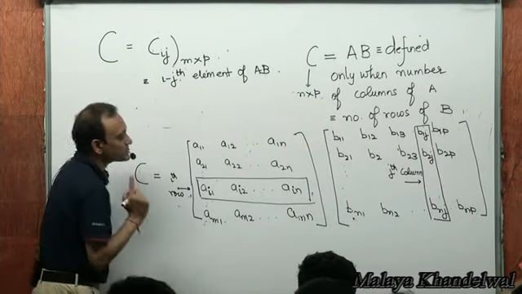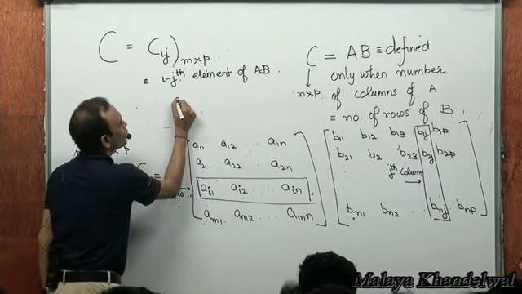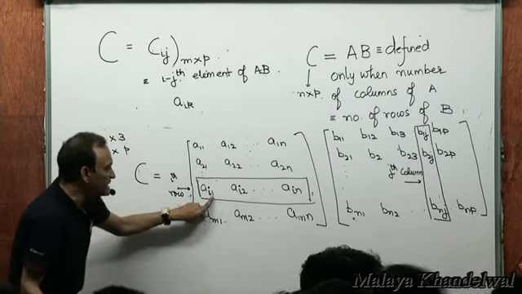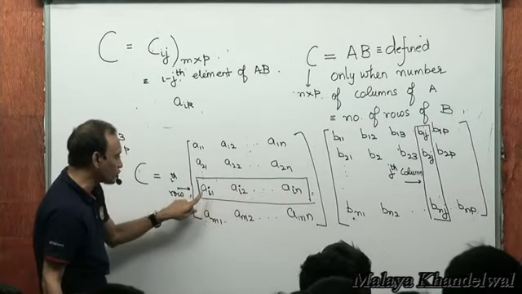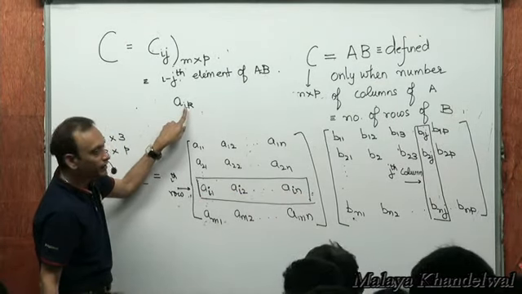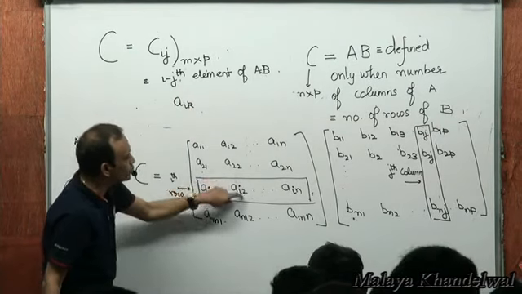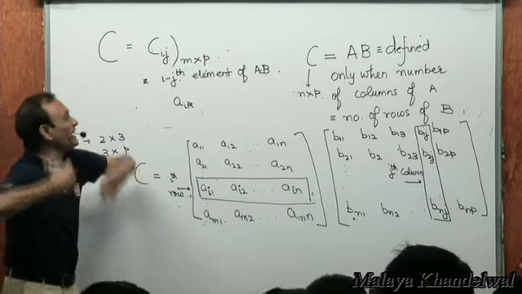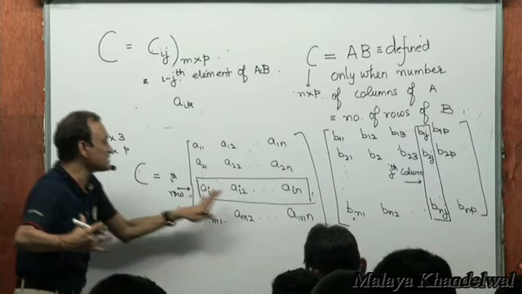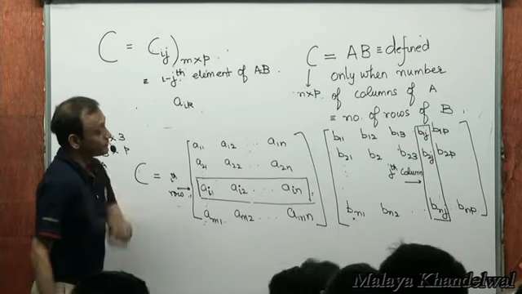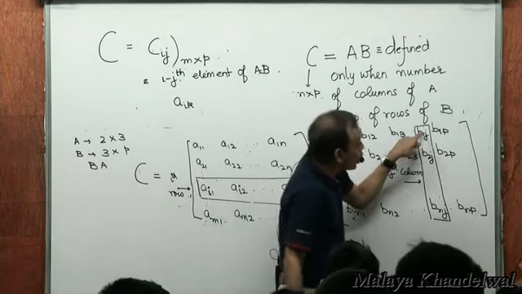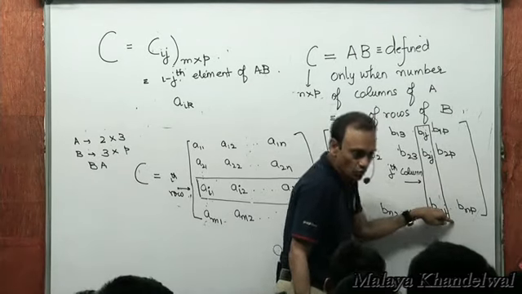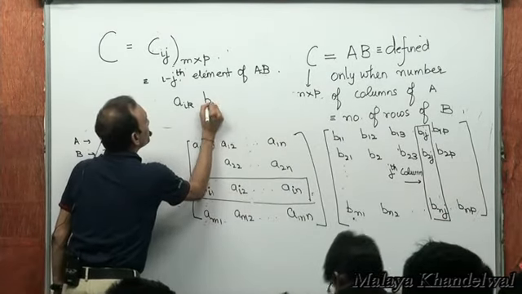Now, what represents the ith row of A? The ith row of A is represented as Aik, where k varies from 1 to N. Yes or no? Ith row is Aik, where k could be 1, 2, 3, up to N. That's the ith row in general, where k is allowed to vary. And what represents the jth column of B? Bkj. Yes or no?